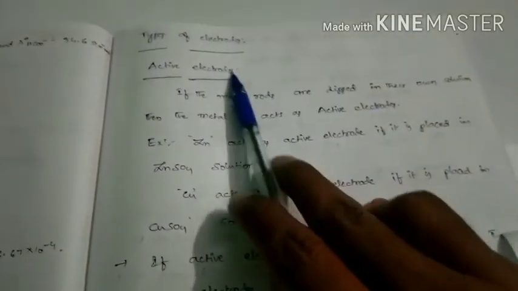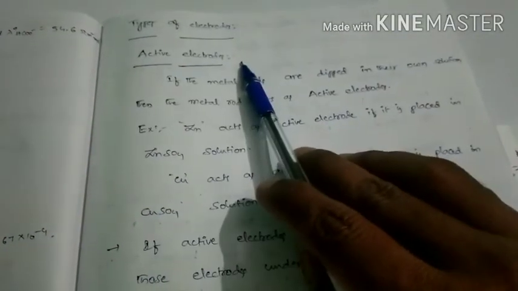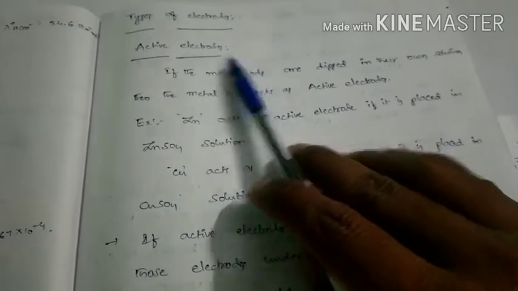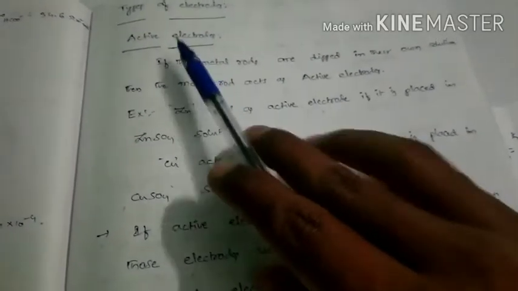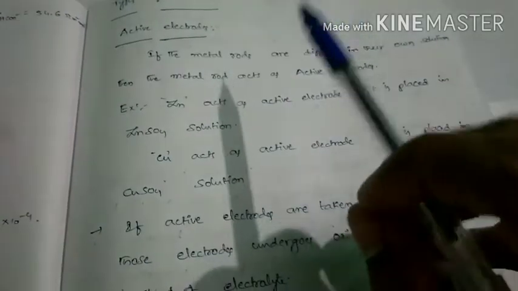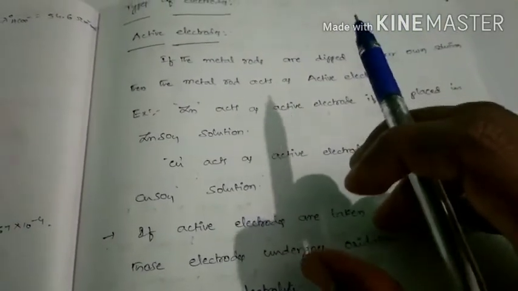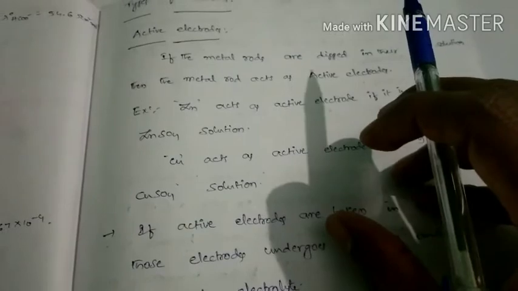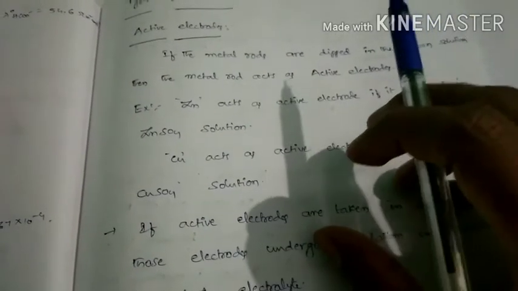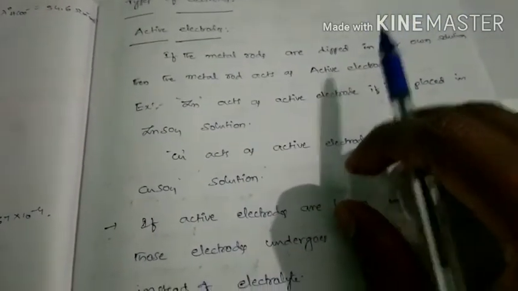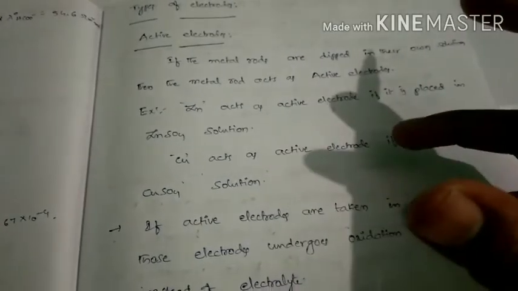Types of electrodes. There are two types: active electrodes and inert electrodes. Simply, if electrodes are involved in a chemical reaction, those are called active electrodes. If those electrodes are not involved in a chemical reaction, those are called inert electrodes, or inactive electrodes. Why are electrodes involved in a chemical reaction?